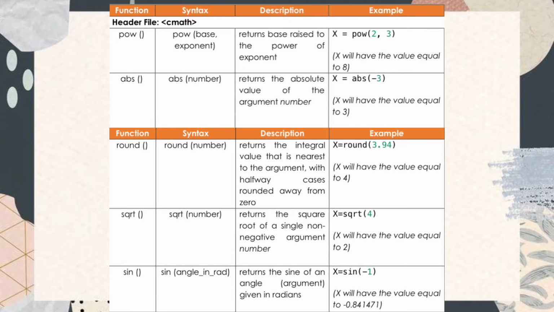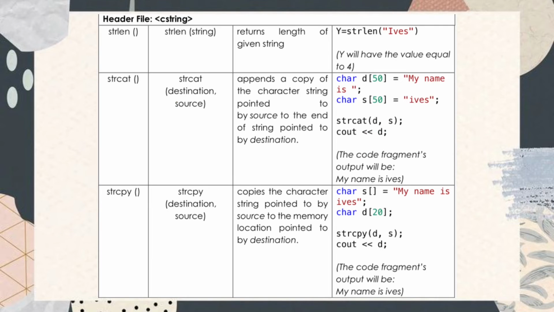sqrt(number) returns the square root of a single non-negative argument number. sin(angle in rad) returns the sine of an angle argument given in radians. strlen(string) returns the length of the given string.